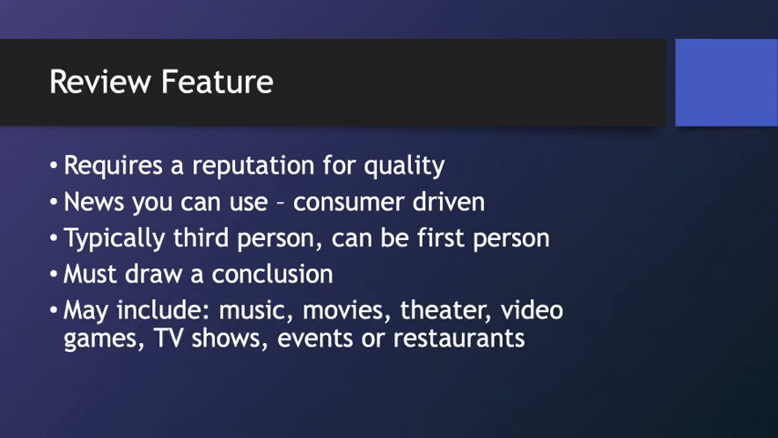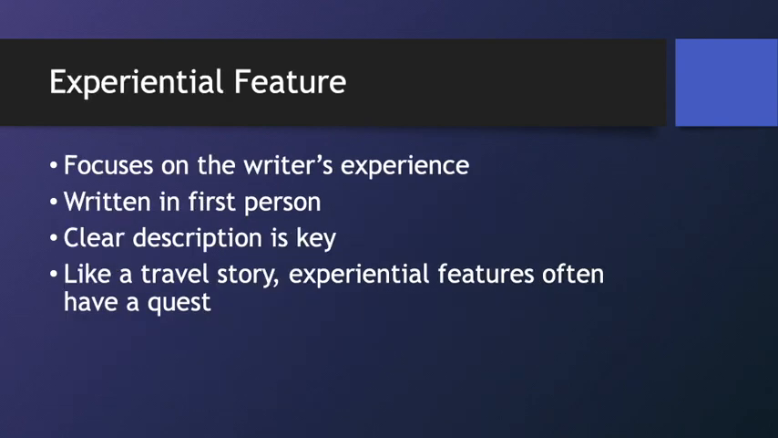May include movies, music, theater, video games, TV shows, events, or restaurants. Probably other things I haven't thought of there. Okay, so here's the last one, the experiential feature. This focuses on the writer's experience. It's written in first person. Its clear description is the key. So basically, it's something that you're writing about that you are experiencing and seeing in a very clear way.